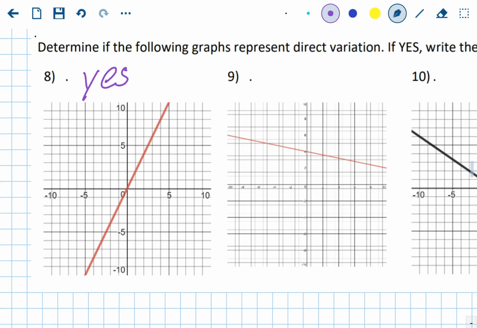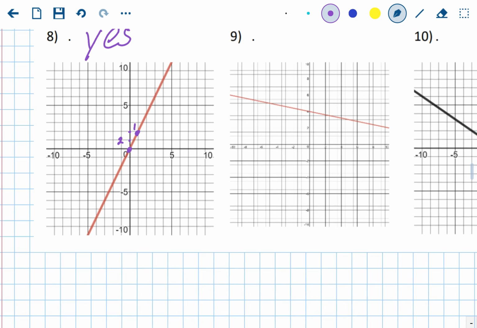So pick 2 points. To pick 2 nice points, the origin is one of them. Might as well pick it. And then this next one up here. How many do we go up and how many do we go over to get to the next point? We're going up 2, over 1, rise over run, slope of 2, which means you have a k value of 2. So m, which is your k value, is 2. So your equation would be y equals 2x.